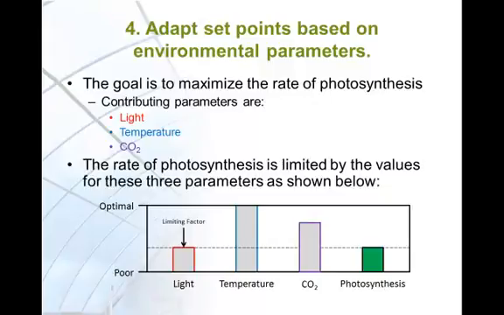The chart shows light, temperature, and carbon dioxide ranging from poor to minimal. Photosynthesis, represented by the green bar farthest to the right, can only be as great as the least optimal environmental parameter. This environmental parameter, at the least optimal level, is the limiting factor for photosynthesis. As shown in this particular chart, the limiting factor is light.